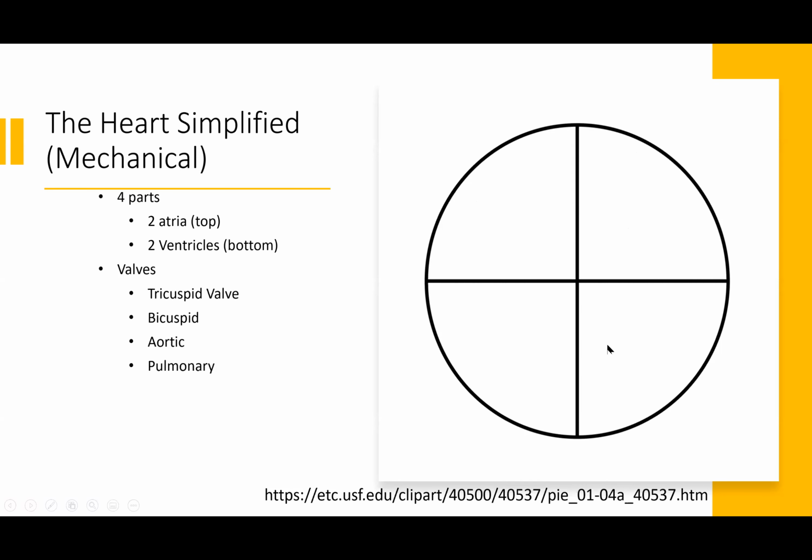These bottom two chambers are often larger and stronger, and they're called ventricles. These are the most important chambers because they do most of the work to pump the blood throughout the body.